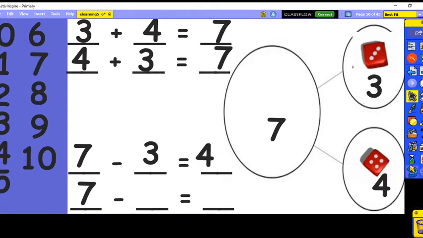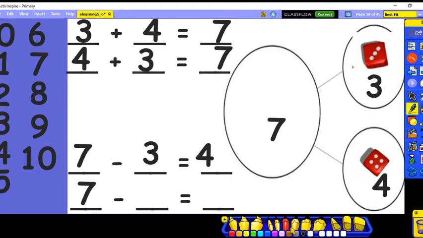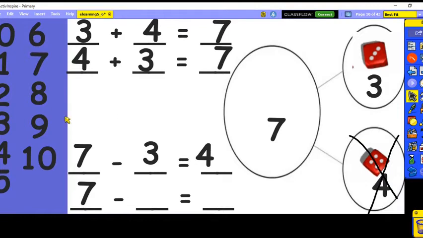Now this time we're going to take away the other part. 7 minus 4. And what's the other part? 7 minus 4 equals 3. So here's our whole fact family. Using our number bond, we had the part, the part, and the whole to make a whole fact family. And we used all the same numerals to make that fact family.